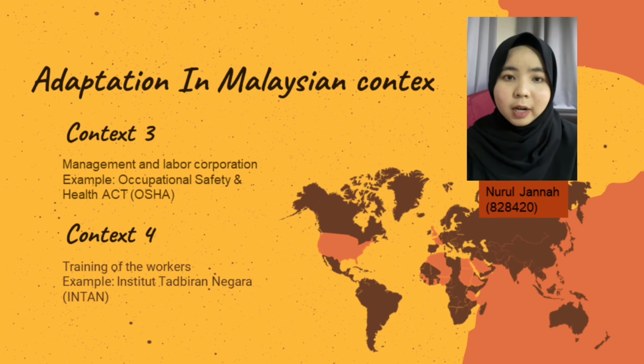The last point is training the workers. The use of Institut Tadbiran Awam Negara, INTAN, in Malaysia is an example of how science has been used in selecting the right persons to undertake various training to get the greatest efficiency and prosperity. This principle emphasizes the need for distinguishing the roles played by each group in an organization.